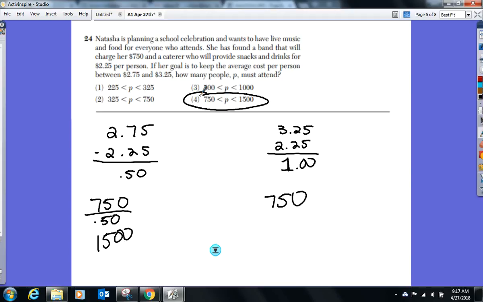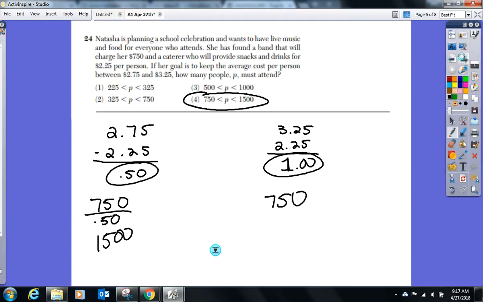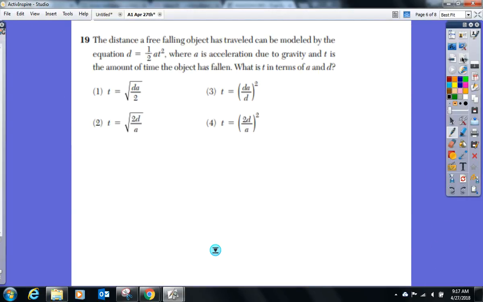Okay? Does everyone see that? I find how much money is left over for the band in each case, and then off of that, find how many people I have to invite. We okay? Let's see, do I have time for the next one? Yeah, I do. Here you go, 19, everyone.